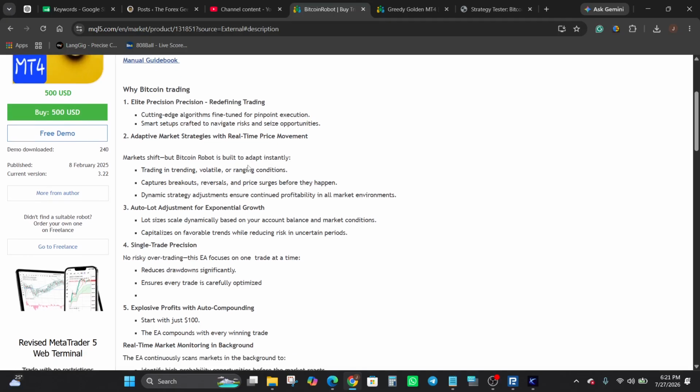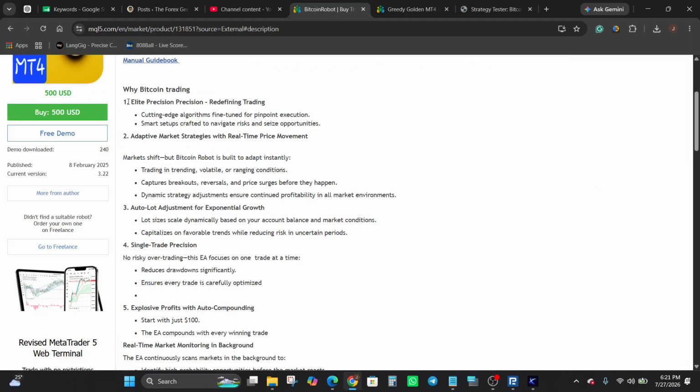Further down, the developer also mentions automatic lot adjustment. According to the description, lot sizes can scale based on account balance and market conditions. Whenever an EA includes automatic position sizing, it is something traders should evaluate carefully because it directly influences overall risk exposure as the account changes over time.